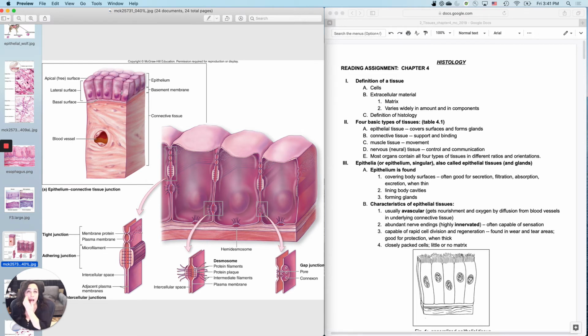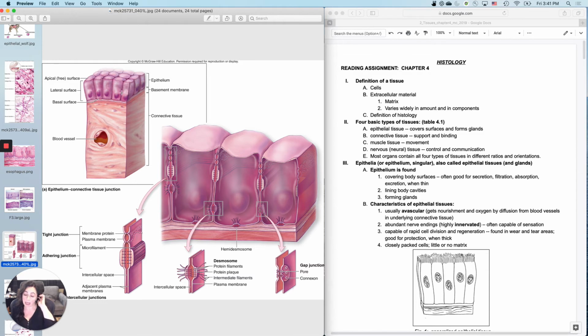So if you think about a lot of the cancers, they occur in epithelial tissues on surfaces, like skin cancer, like lung cancer, or the epithelial tissue that makes up glands, like breast cancer, like thyroid cancer, like pituitary cancer. So it's both good and potentially negative that this tissue divides really quickly.